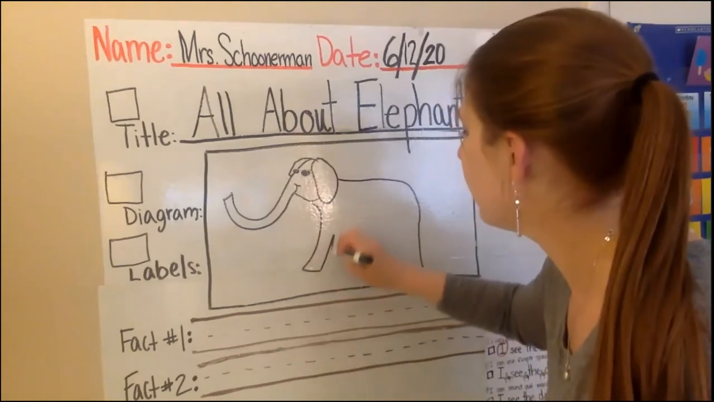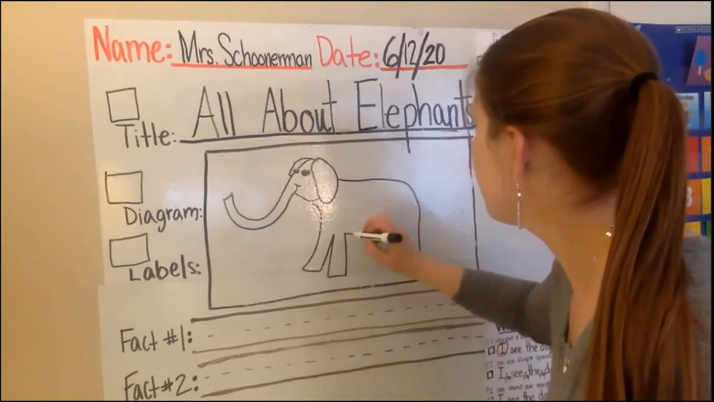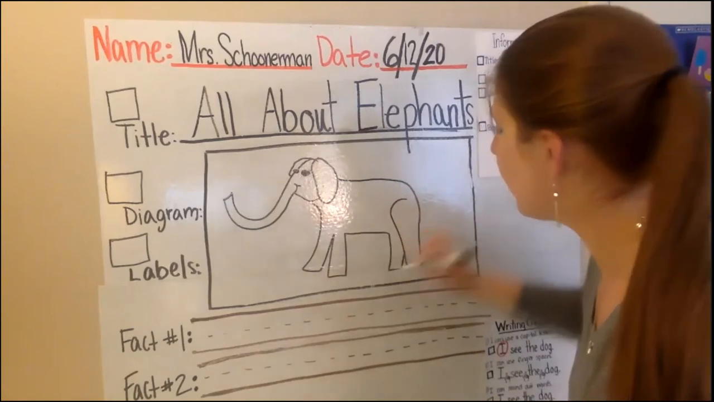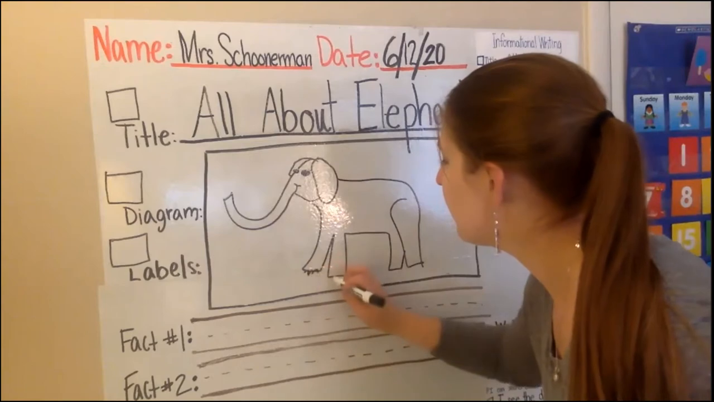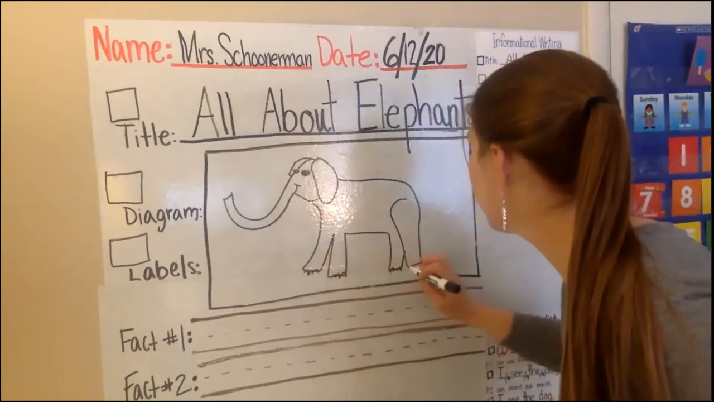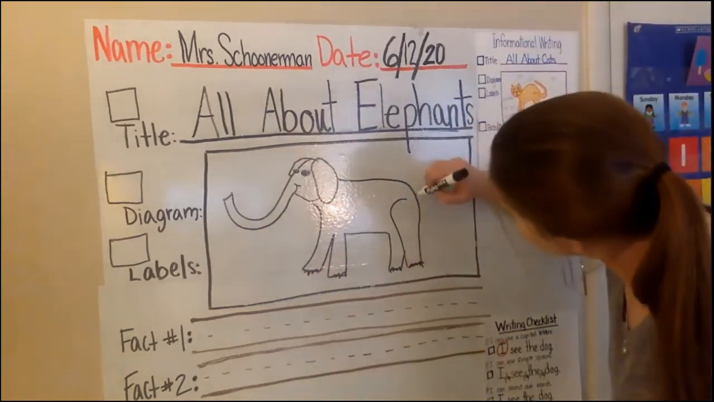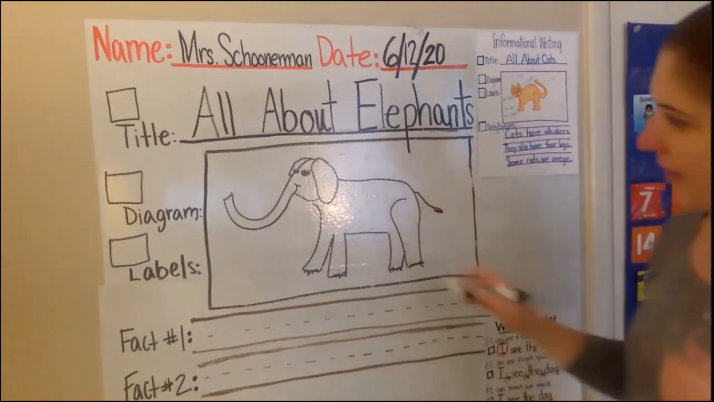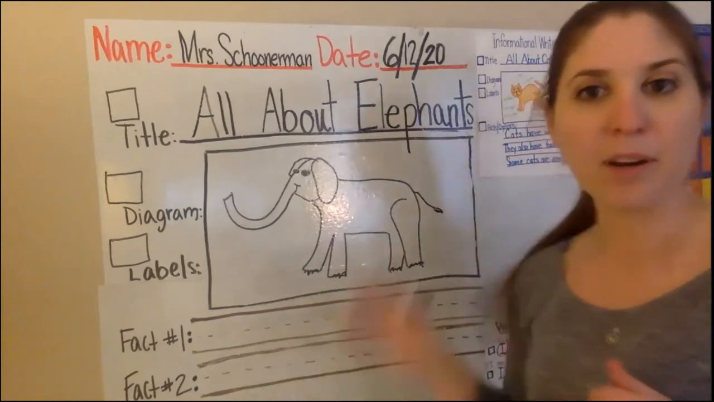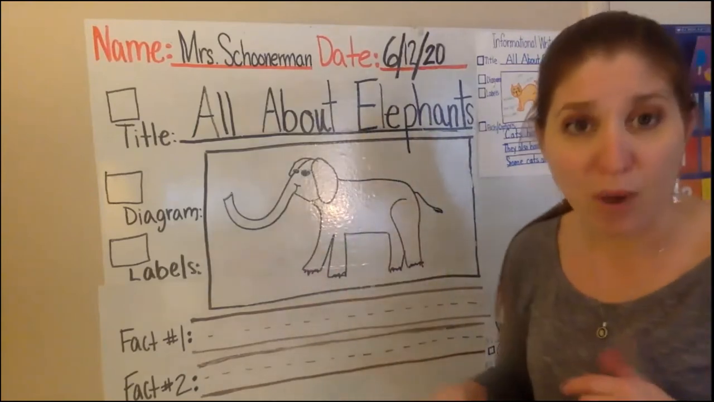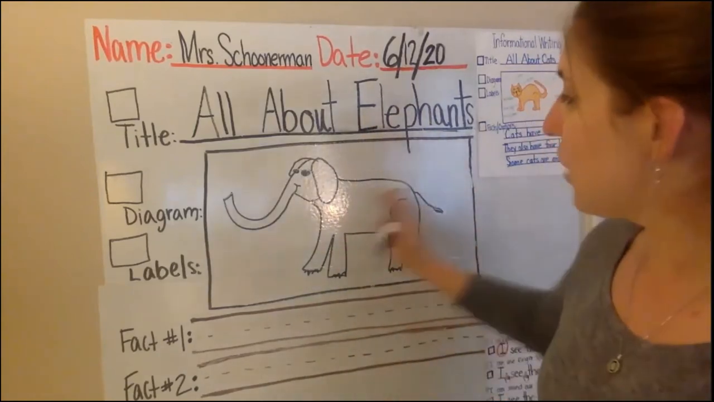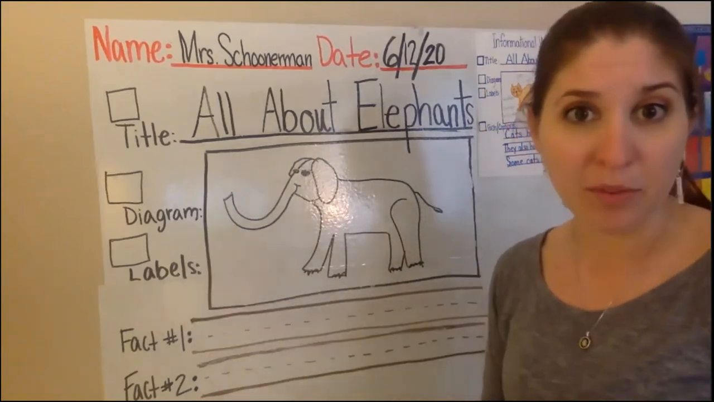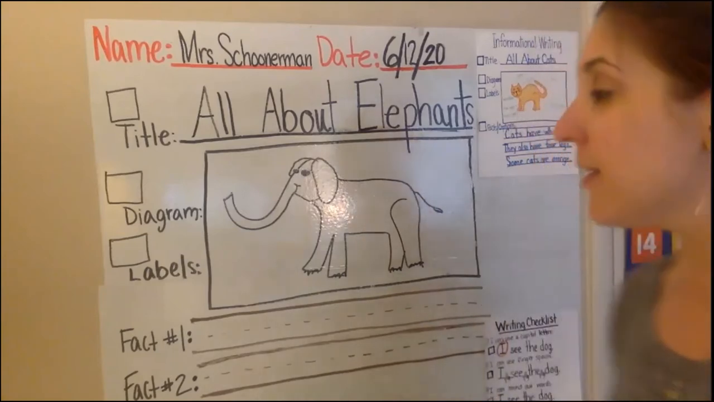There's its front leg. Both front legs. And two back legs. He's got some cute little feet down here. And elephants have a little tail back here too. All right. Remember, if you want to add more details later, you go ahead. But right now, finish up your drawing, and we're going to move on to the labels. That's what we're going to move on to now. All right, so time for labels.